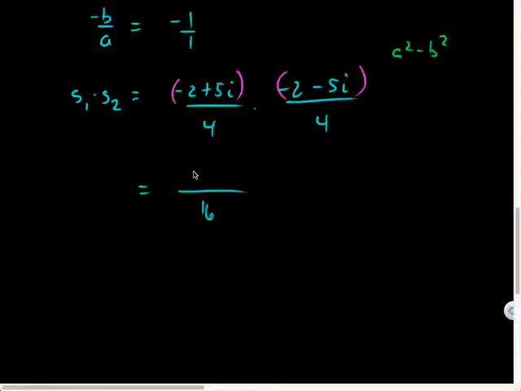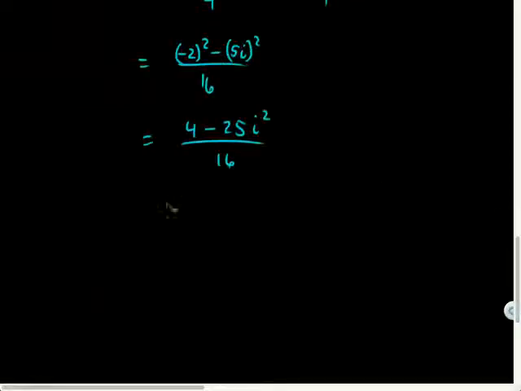If you want to take the scenic route, go for it. That's fine. I have no problem with that. Negative 2 all squared minus 5i all squared. So 4 minus 25i squared. Wait a minute. What's i squared, friends? Negative 1. So that's the same as 4 plus 25. So that's 29/16. And that should be the ratio of c to a.